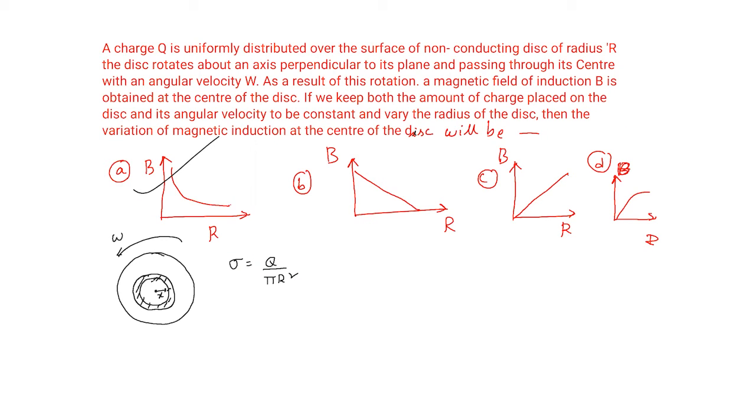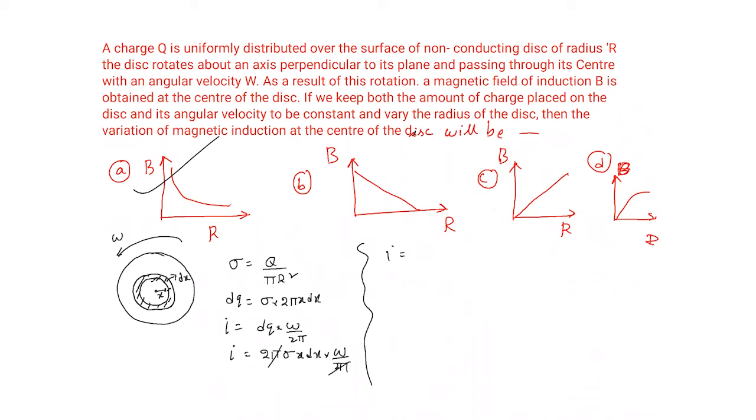Now, what is the charge contained by this ring element? It is sigma into 2 pi x into dx, where dx is the thickness of that element. Now, what is the current constituted by this? So dq into omega by 2 pi. So I is equal to 2 pi sigma x into dx into omega by 2 pi. So 2 pi gets cancelled.